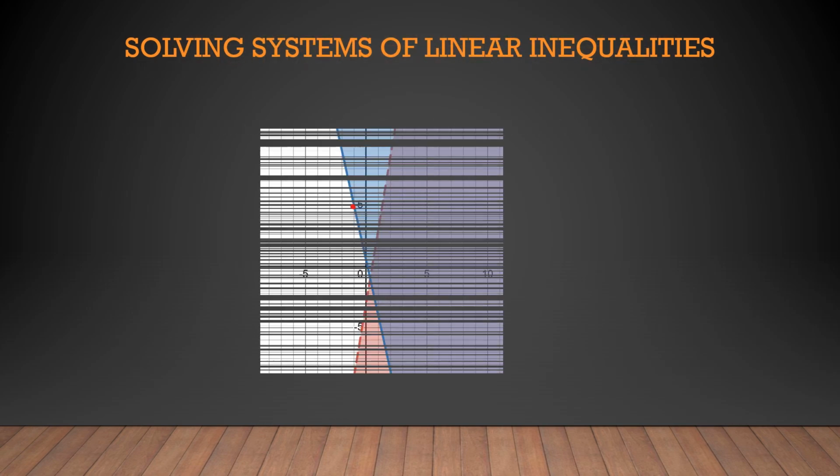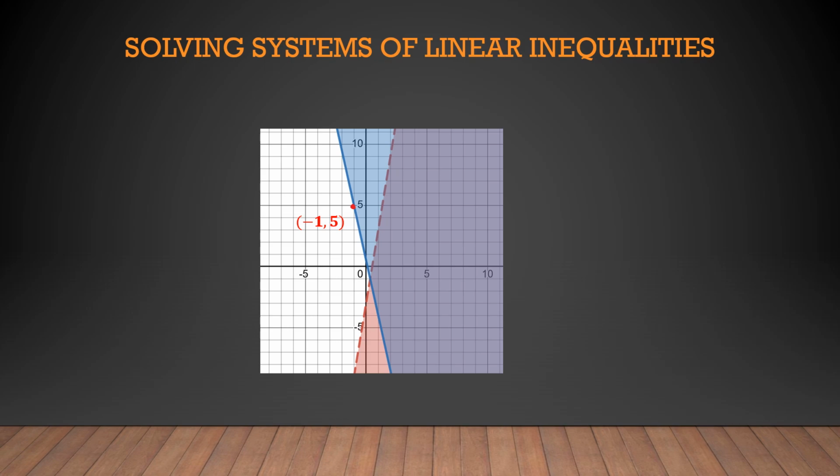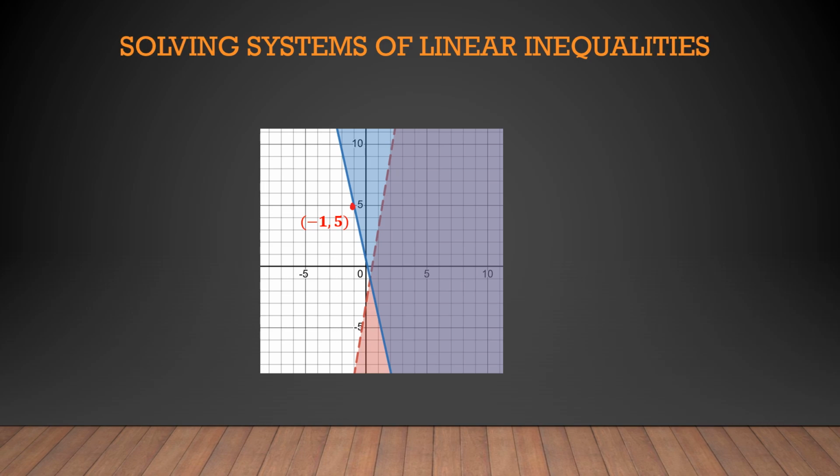Your graph should look something like this. Now look at the point, -1, 5. Think about this carefully. Is point -1, 5 a solution for both equations? I'll give you a second. If you said yes, then you were wrong. The point, -1, 5, may be a solution for the second equation in the system, but it is not a solution for the first equation. So the point, -1, 5, is not part of the solution for the system of inequalities.